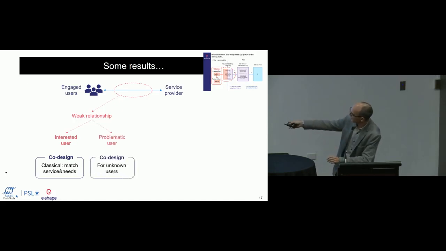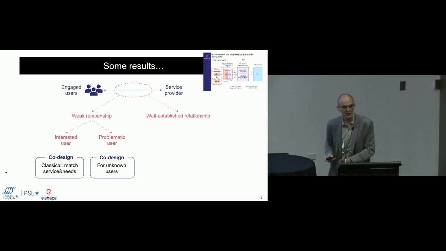But we see immediately that we also have a lot of situations where the relationship here is weak. But the problem is that maybe the user you're discussing with is not exactly the good one. And here you need a co-design for dealing with unknown users. This is another type of co-design action that has to be set in place, and that occurs quite often in the pilots.